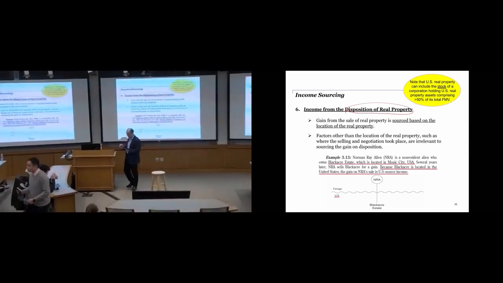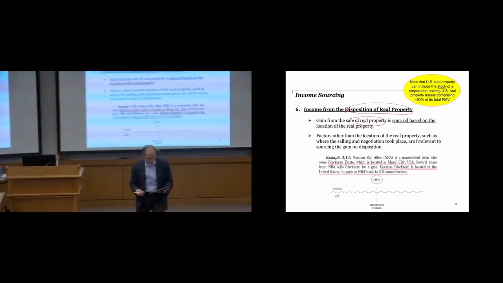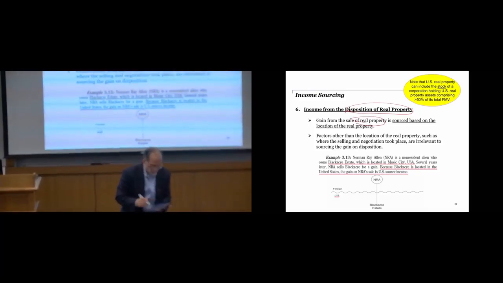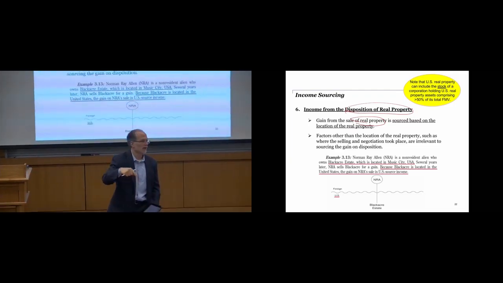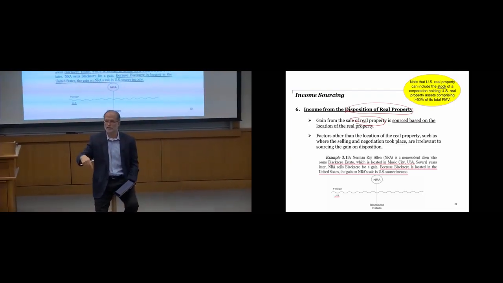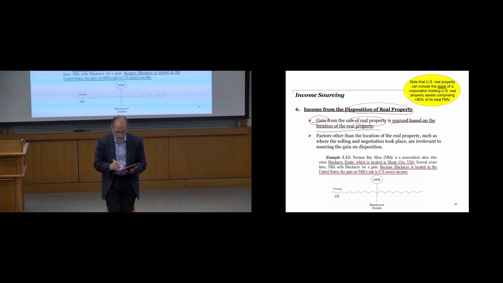Okay. Income from the disposition of real property. Again, I've run through these things. Gain from the sale of real property. So real property, right, is real estate and anything permanently affixed to it. Okay, so land, buildings, factories, warehouses, anything permanently affixed to it, that is going to be real property. So if I sell real property at a gain, that is sourced based on the location of the real property.